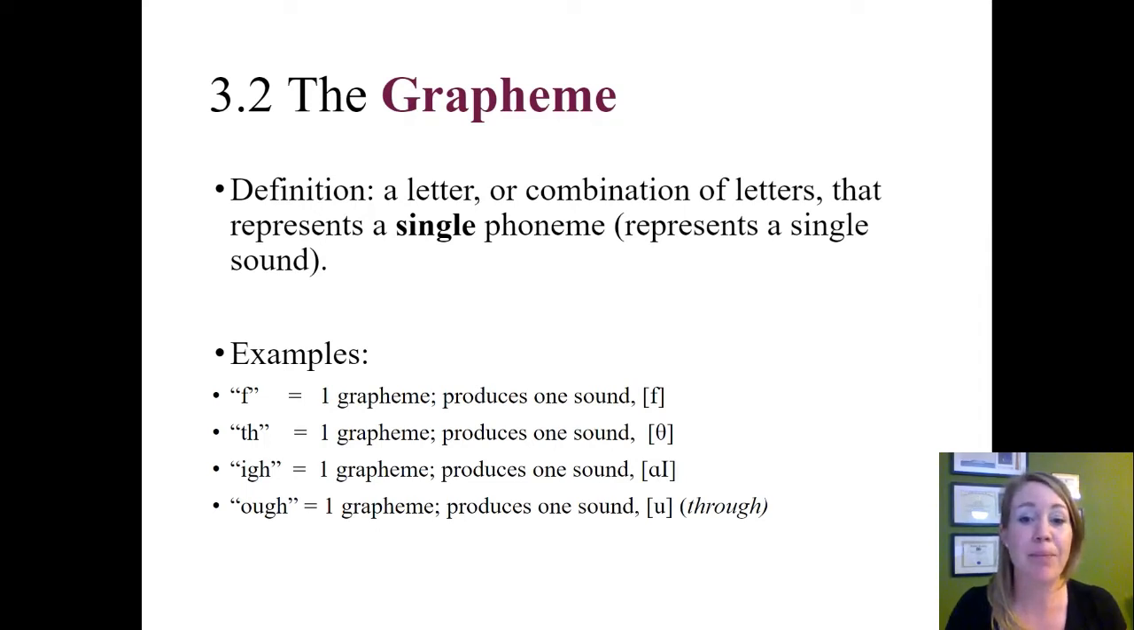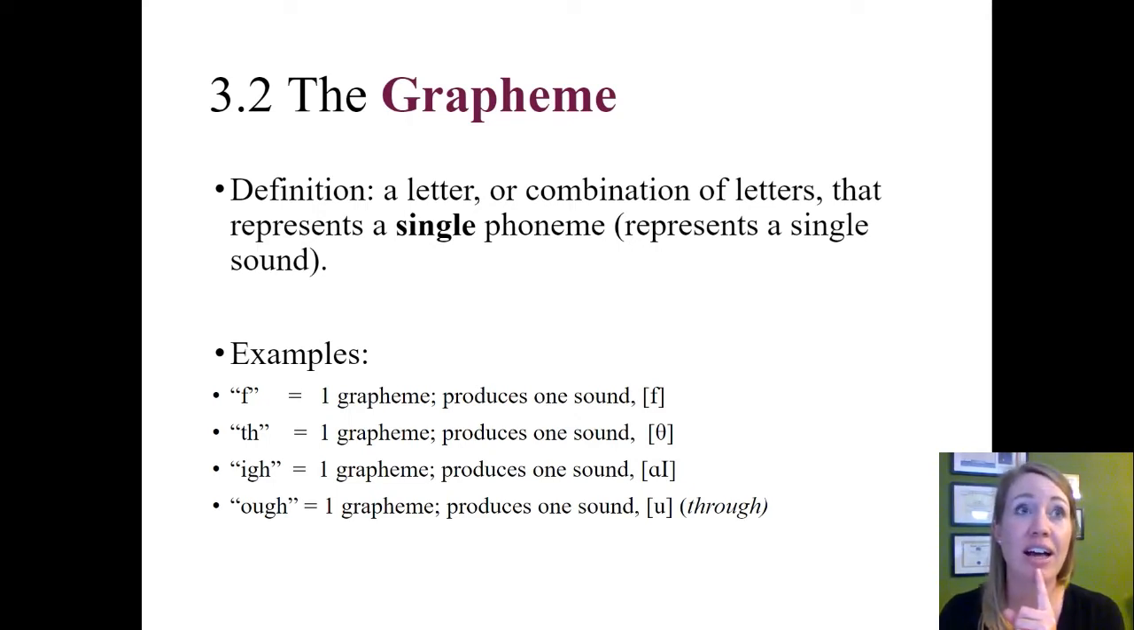A grapheme, by the way, is an umbrella term. It's a letter or a combination of letters that represents a single phoneme, a single sound. I have single bolded for a reason that I'll get to later in the lecture. So again, a grapheme is 1 letter or 2 letters or 3 letters or 4 letters that all represent a sound. So let's look at some examples. So the letter F, that is a grapheme representing the sound F. Okay, so like fish.